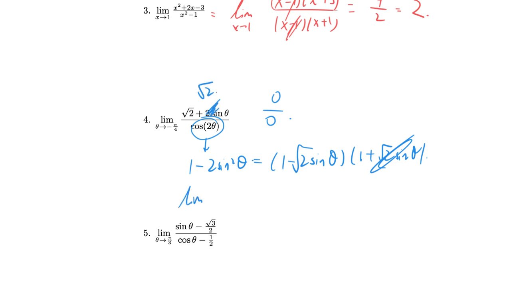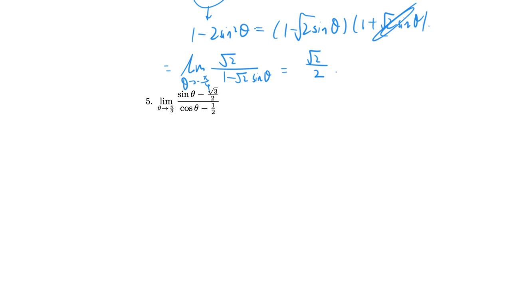So this would be equal to the limit as theta approaches -pi over 4 of root 2 over 1 minus root 2 sine theta. And now we can safely plug in -pi over 4 into here, and ultimately yield root 2 over 2.